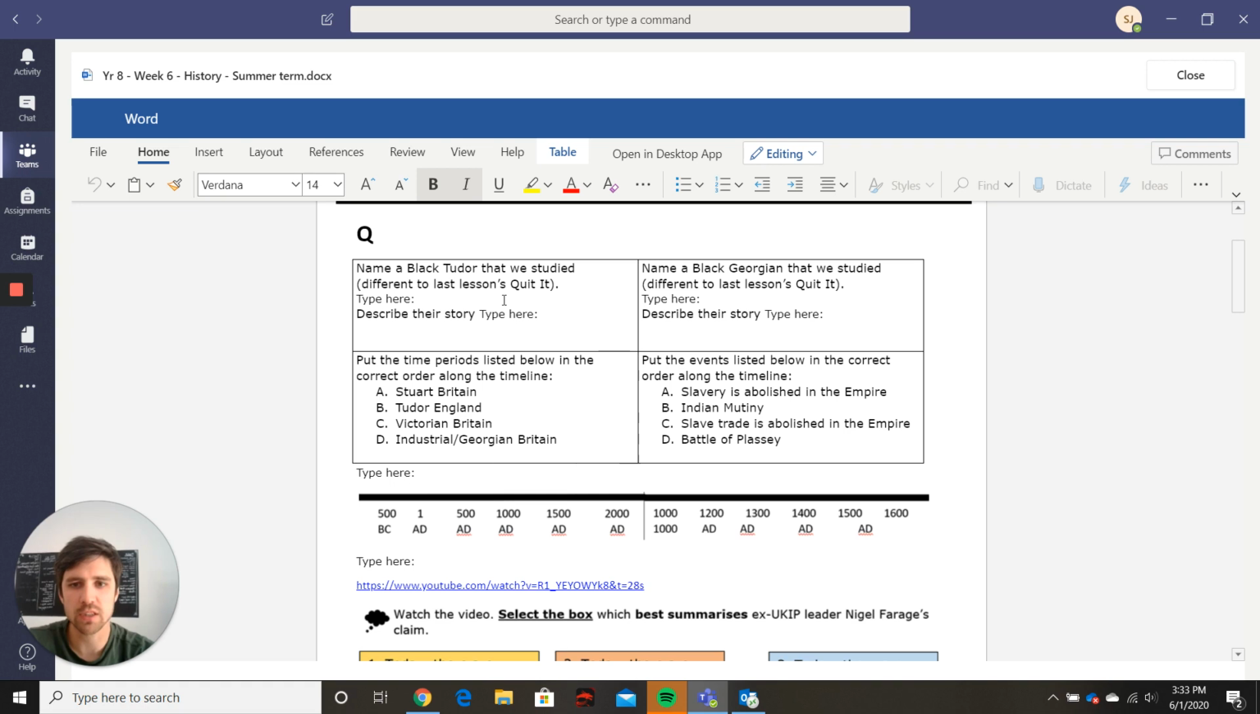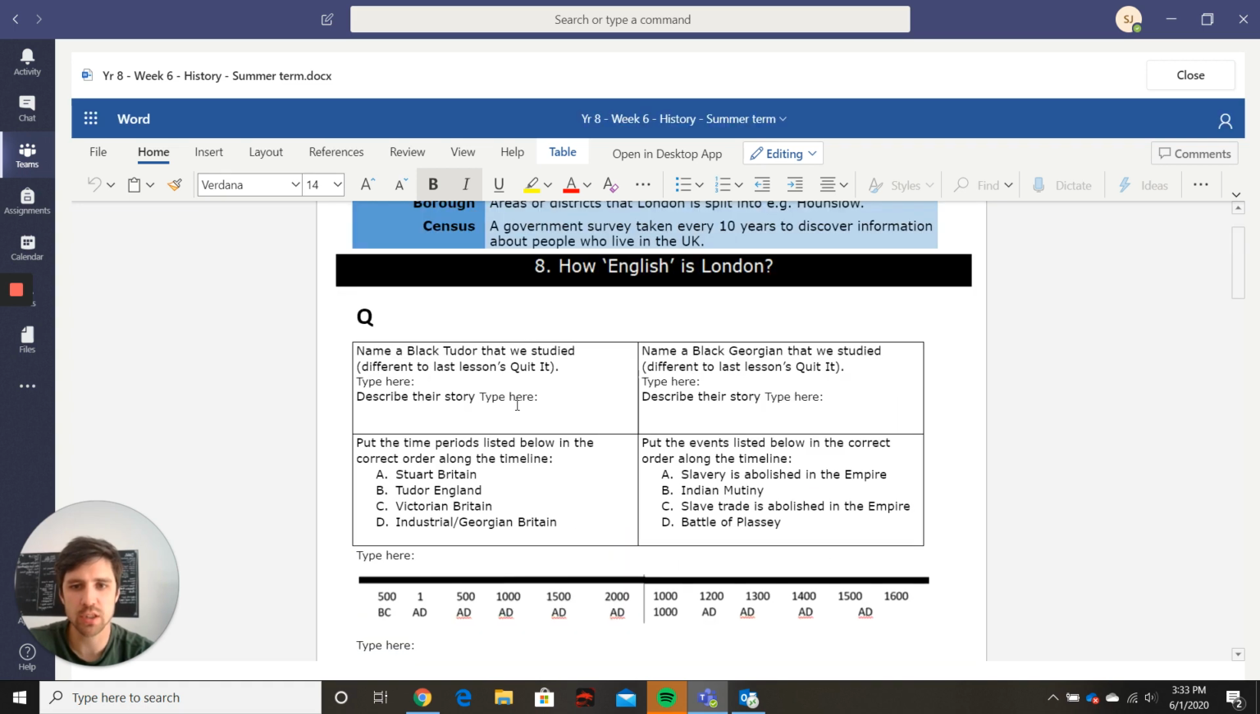So, first of all, you are going to need to complete the Quizlet task. Name a Black Tudor and a Black Georgian and describe their story, and then put those events in order along the timeline. Pause the video here. Should take you about 5 minutes, 5 to 10 minutes. Pause the video, complete the Quizlet task now.